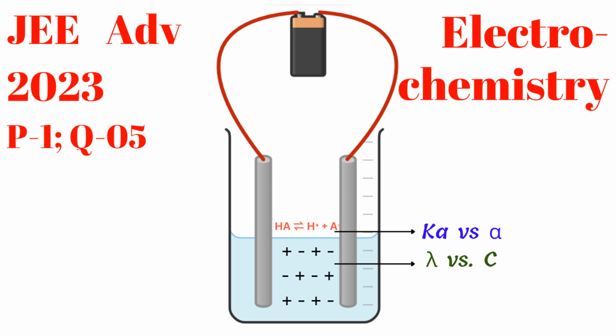This question was based on electrochemistry and they had mixed the question from ionic equilibrium where K and alpha they had asked. Apart from that, they had correlated this with the molar conductance lambda with the concentration of the electrolyte, the weak electrolyte what was given. There was some weak acid present.